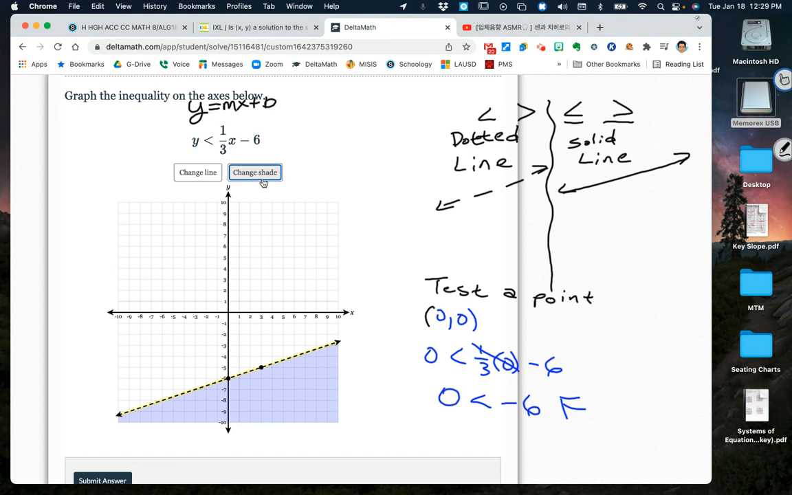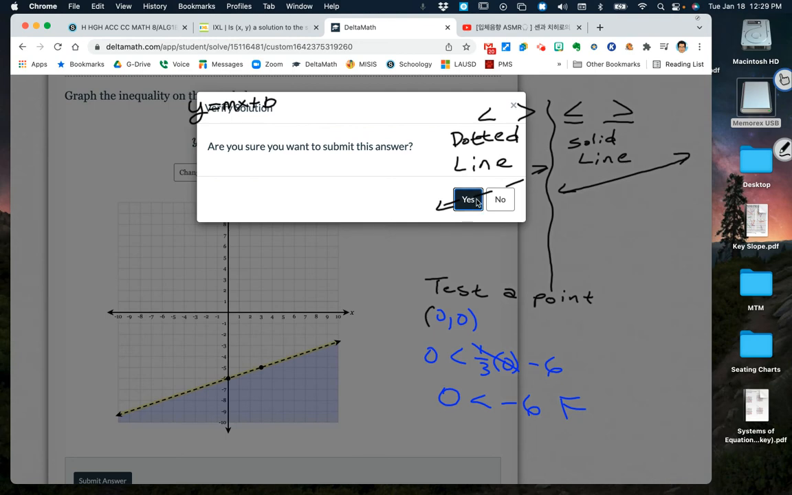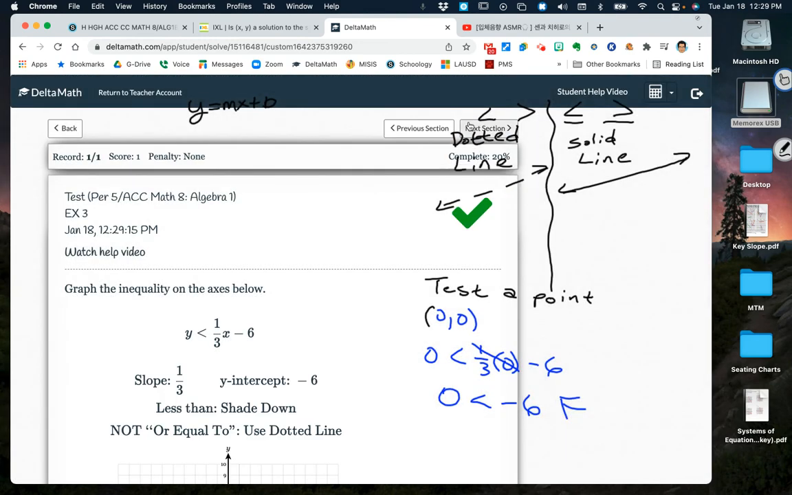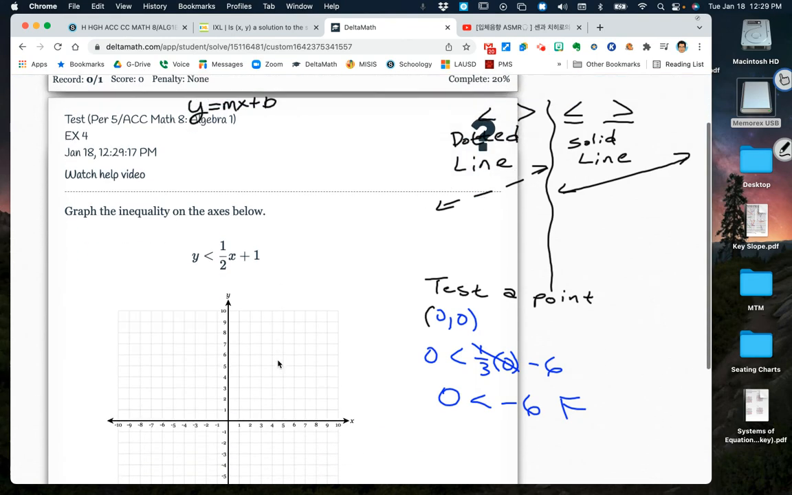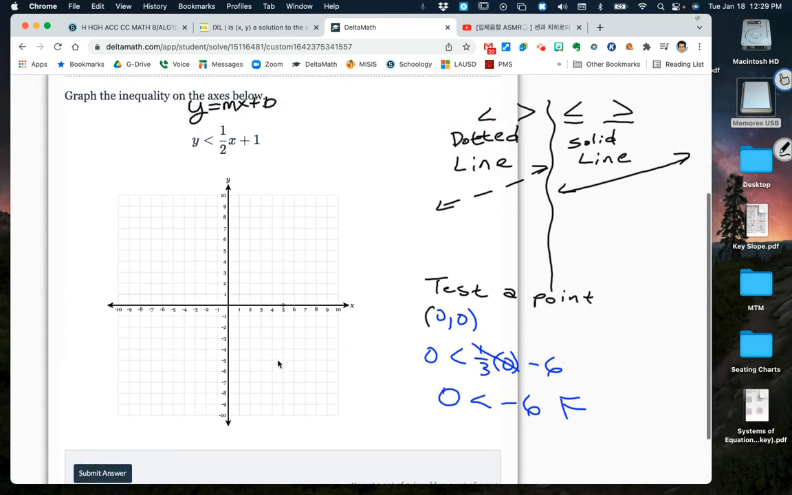Any questions? Okay. So make sure you have that. Submit your answer. We got a couple more to do. Okay. So I'd like you to try this one. Knowing that you have 2 opportunities, try this one on your own.